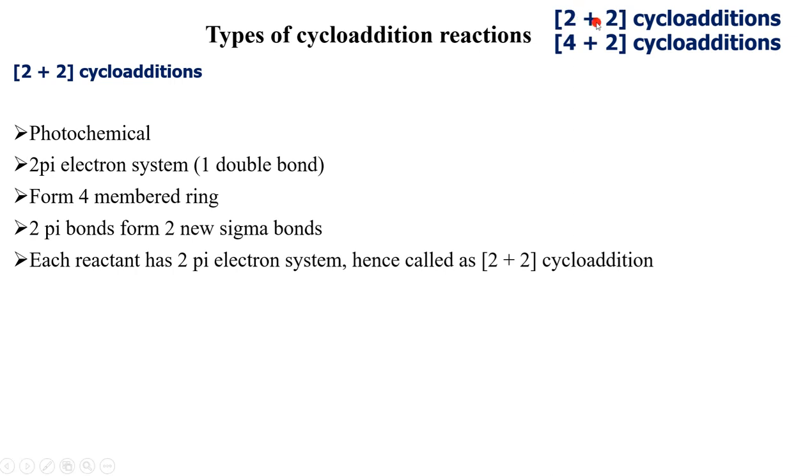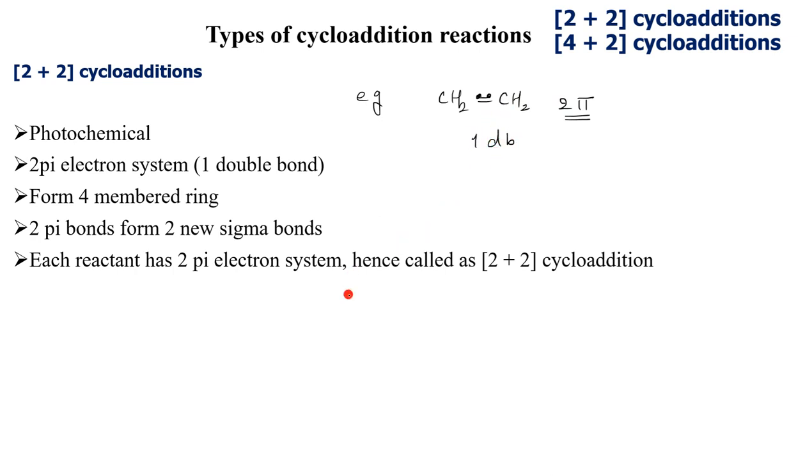What do these numbers stand for? These numbers stand for the pi electrons. 2 plus 2 means 2 pi electron system. 2 pi electron system means what? One double bond. For example, ethene. Here this is the pi electron system, so 2 electrons, no? So this is your 2 pi system, right? 2 pi system means one double bond.